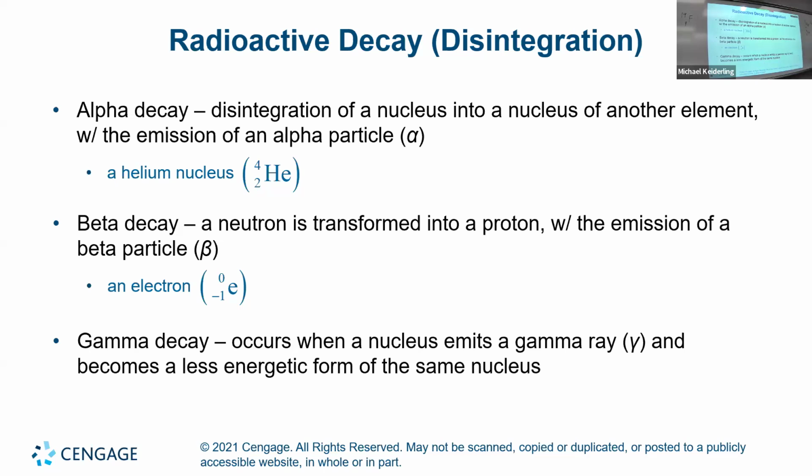And lastly, gamma decay occurs when a nucleus emits a gamma ray and becomes a less energetic form of the same nucleus. So gamma decay usually happens after something like alpha decay or beta decay. Things settle down and emit gamma rays. So they're somehow energized by something. They spat something out that had a higher energy state, and they settle down by emitting a gamma.